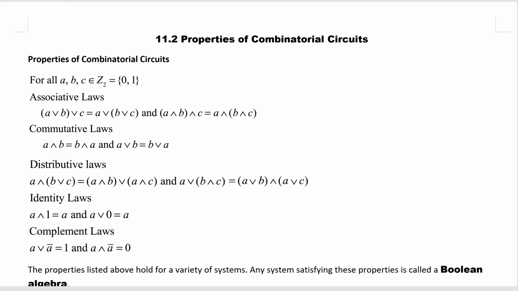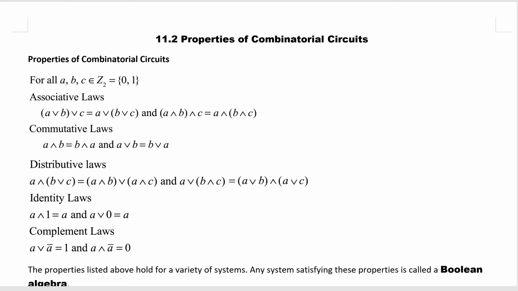Hi everyone. Today let's talk about section 11.2, properties of combinatorial circuits. So here are some properties of combinatorial circuits. For all A, B, C in the set containing the two numbers 0 and 1, so those are the bits, we have the associative law. So that means A or B or C equals A or, we can calculate B or C first.